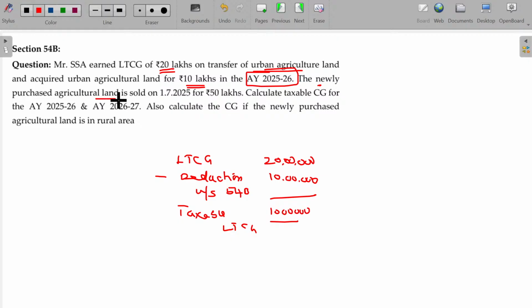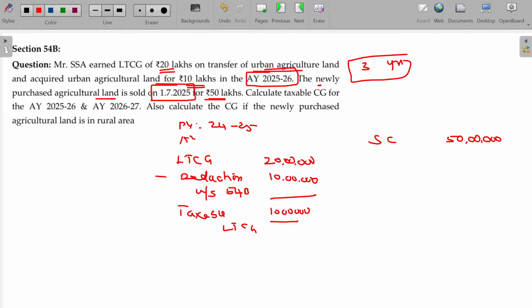The newly purchased agricultural land is sold on 1/7/25 for rupees 50 lakhs. Sale consideration 50 lakhs. It is sold within the short duration. The newly purchased agricultural land should be held for at least 3 years. This is for the previous year 24-25, assessment year 25-26, and in the previous year 25-26, assessment year 26-27.